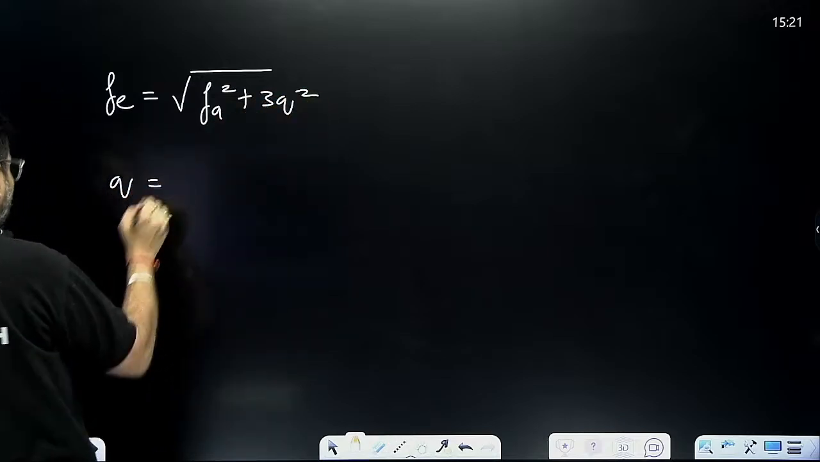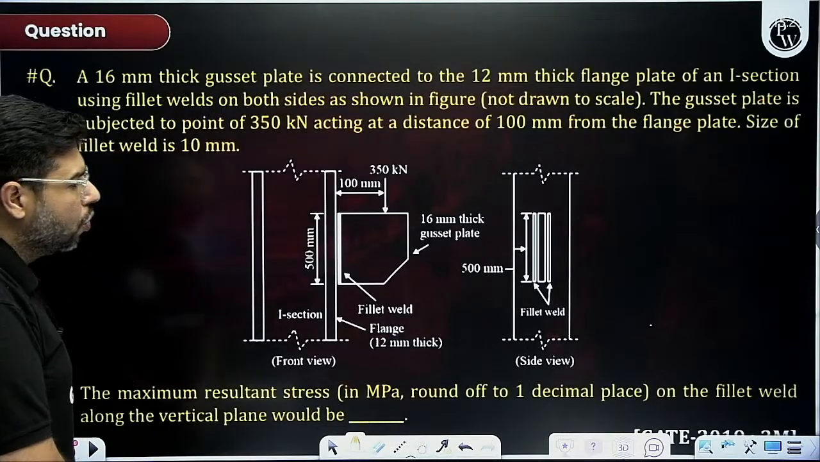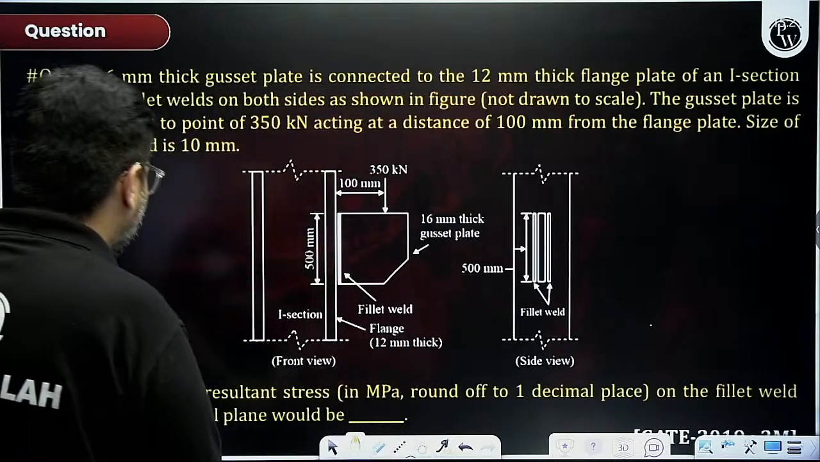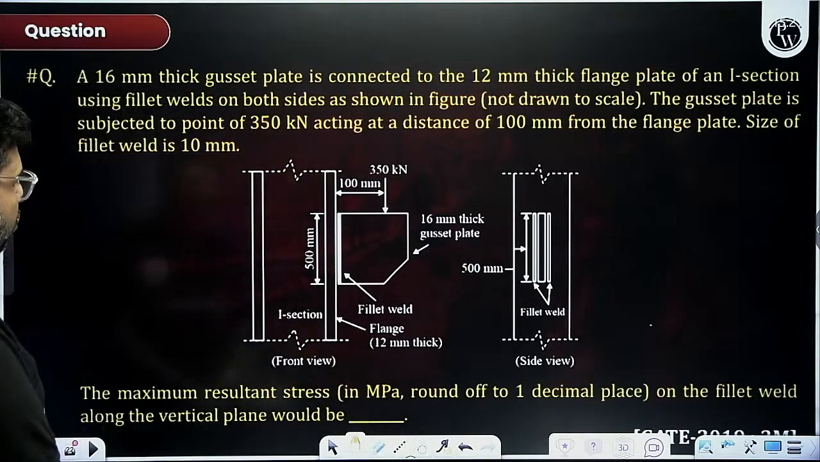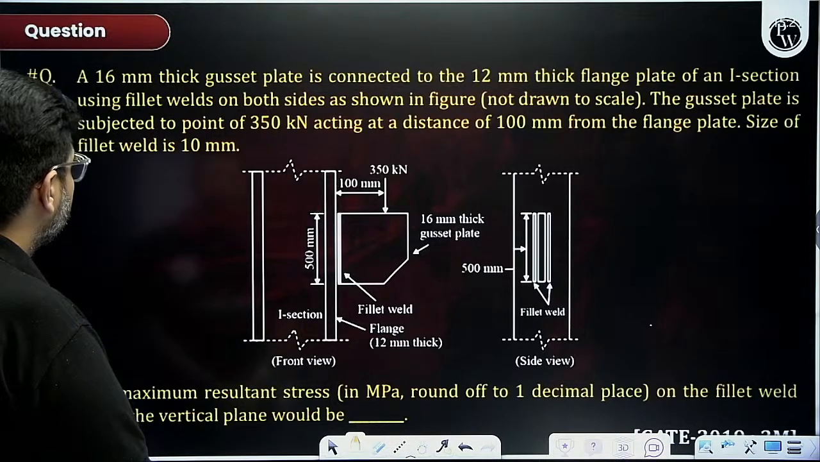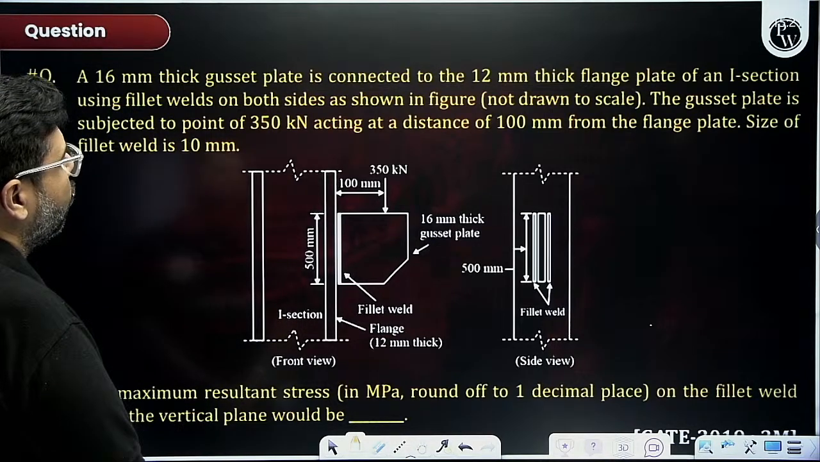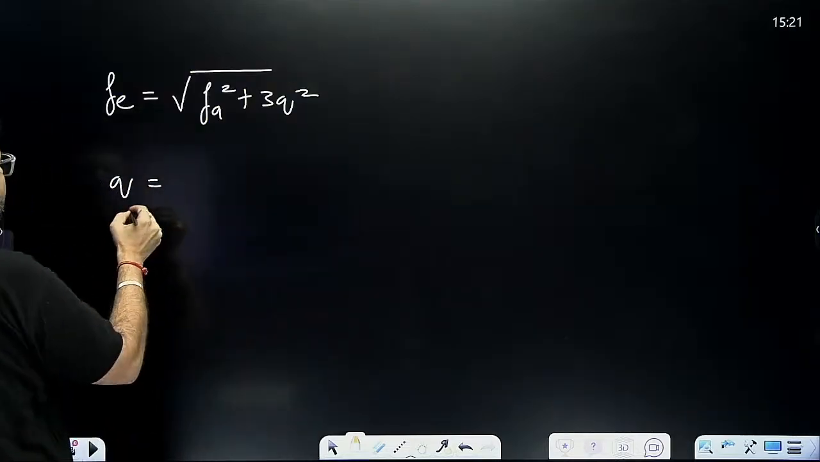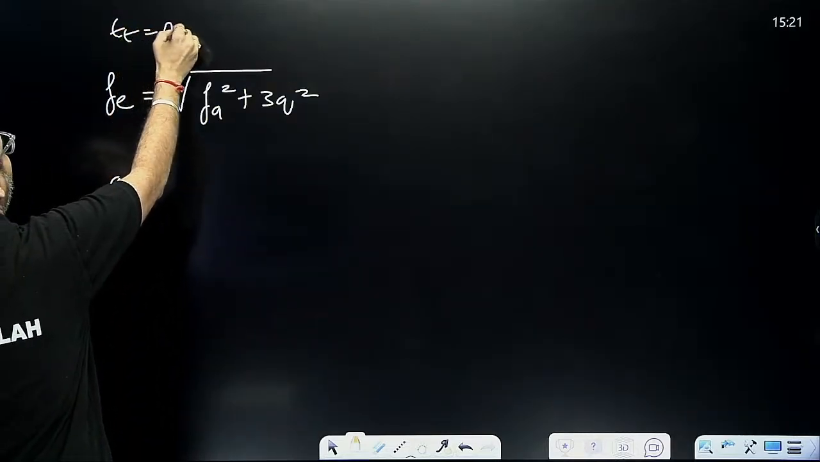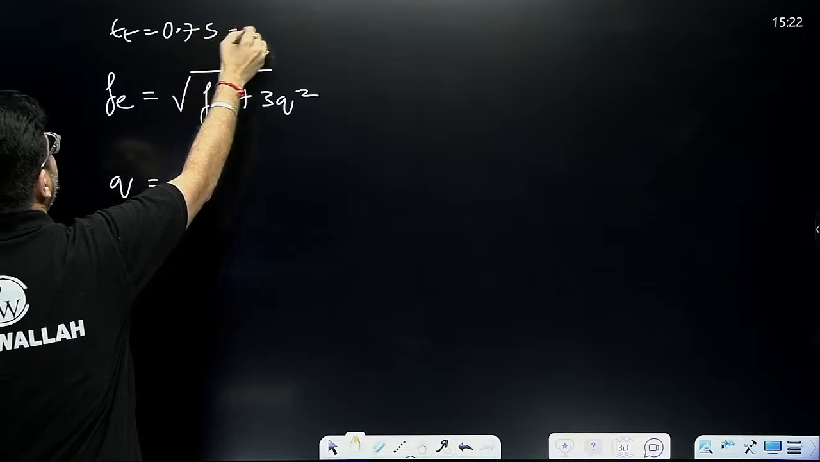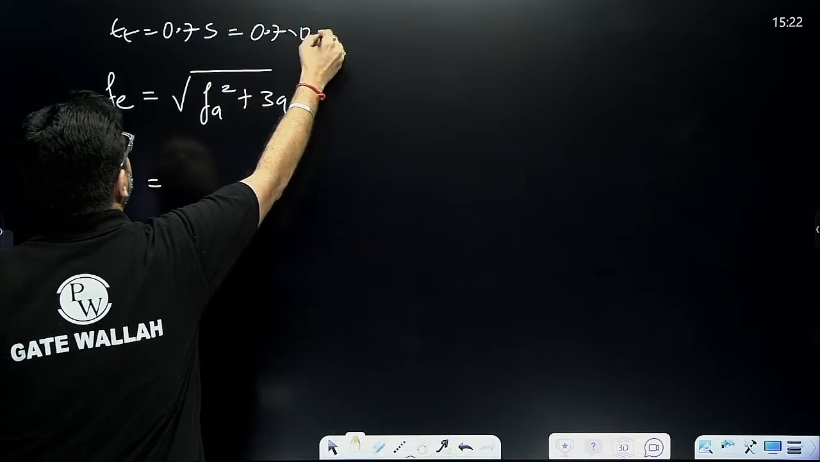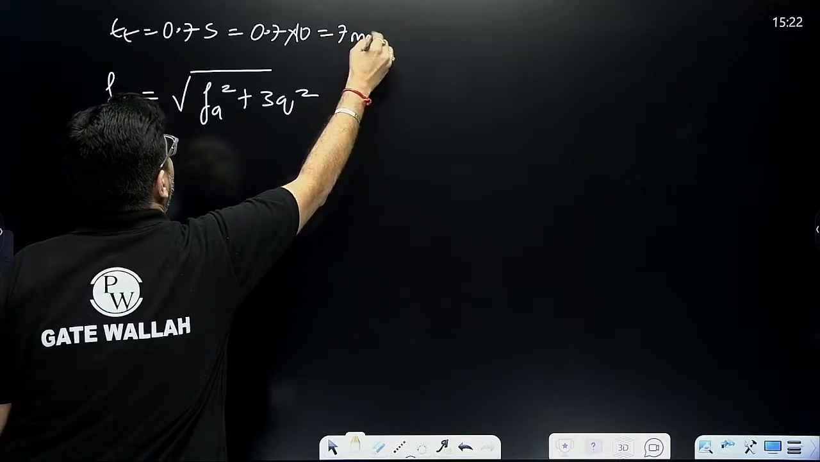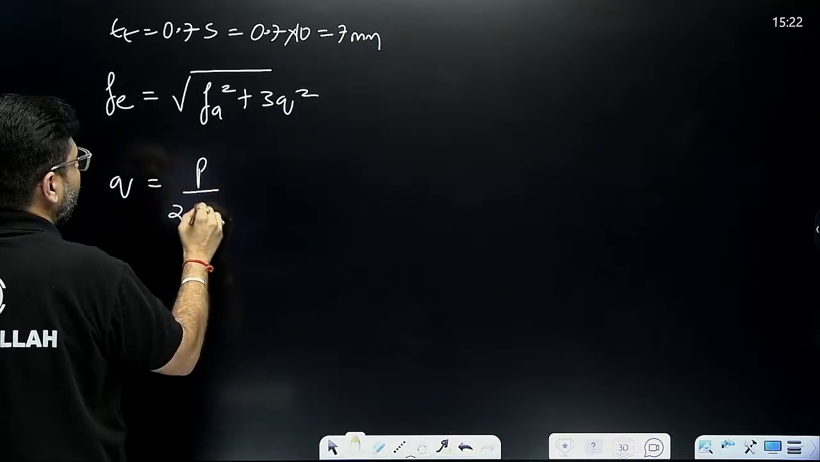So first find out the direct shear stress here. Two welds are there. What is the size of the weld? The 350 kilonewton load was given, and the size of the weld is 10 mm. So throat thickness is how much? 0.7 s, that is 0.7 into 10, that is 7 mm. Q is P by 2 into dTt.